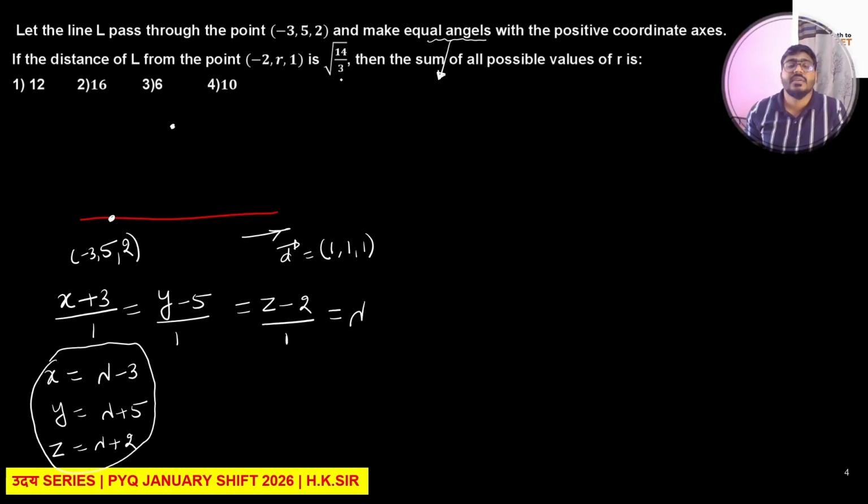Now read the question. After that, if the distance of this point, there is a point minus 2 comma r comma 1, distance of this point from this line, this is given to us, this distance is root 14 by 3. Let's suppose this point is p, this point is m, so we can say pm is equal to root 14 by 3, this is given to us. और पूछ रहा है कि sum of all values of r, so we have to find this r.